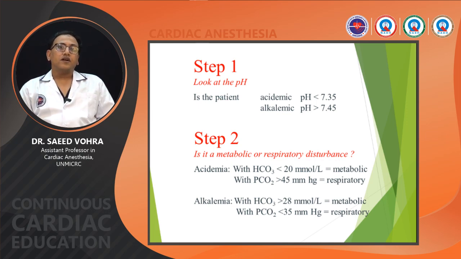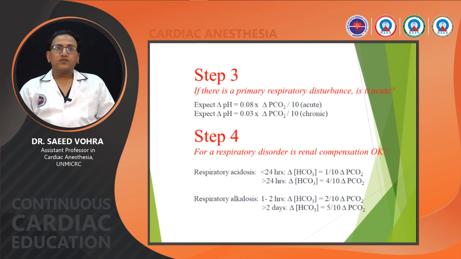Step 3 is, if the primary disturbance is respiratory, to determine whether it is acute or chronic. Expect a change in pH of 0.02 times the change in CO2 divided by 10 if it's acute, and if it's a chronic respiratory disturbance, expect the change in pH to be 0.03 times the change in CO2 divided by 10.